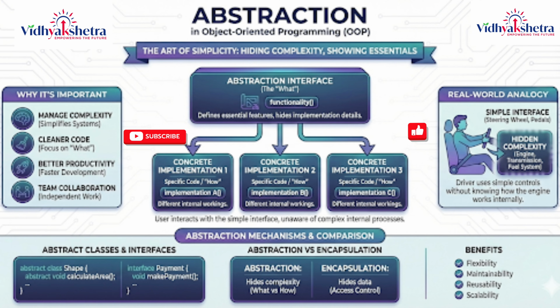Understanding abstraction with an example. Consider a shape concept. Shapes can be circles, rectangles, or triangles. All shapes have some common behavior, such as calculating area. However, the way area is calculated differs for each shape. Using abstraction, we can define a shape abstraction that declares an area calculation method without specifying how it is calculated. Each specific shape then provides its own implementation. This allows us to work with shapes in a generic way while supporting different behaviors.